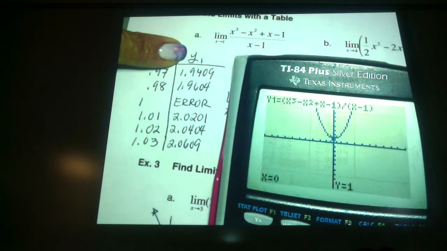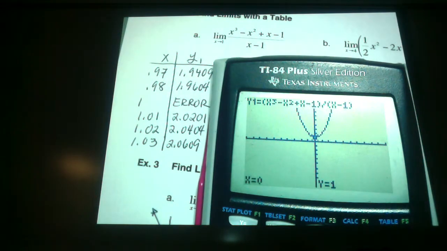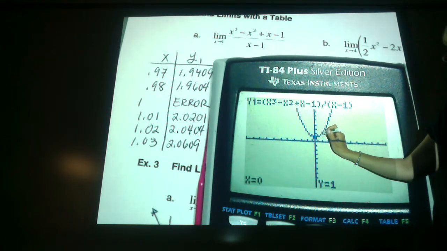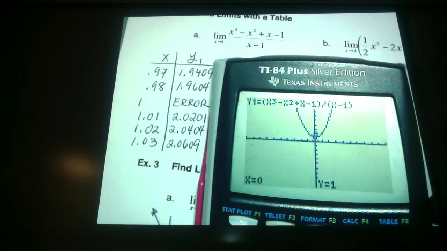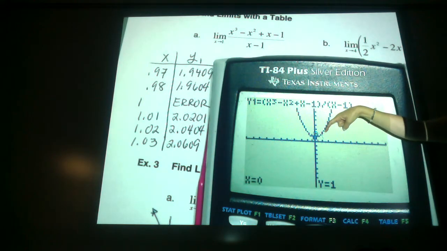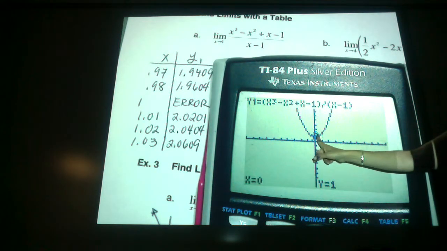If I go back to graph, I can look at my graph and identify, here's 1 on my graph, and if I were to go all the way up to the graph right here and go all the way across to here, isn't that a value of 2 for y on my graph? Even though there's a hole there, as the graph comes this way, it's approaching that y value of 2, and as the graph comes this way, it's approaching that y value of 2 again. Yes?